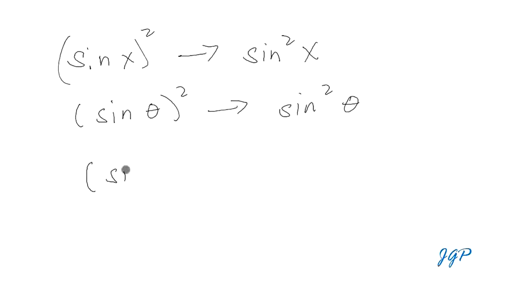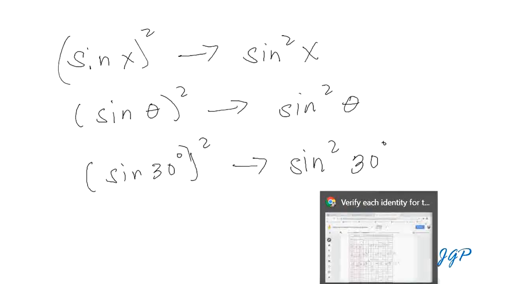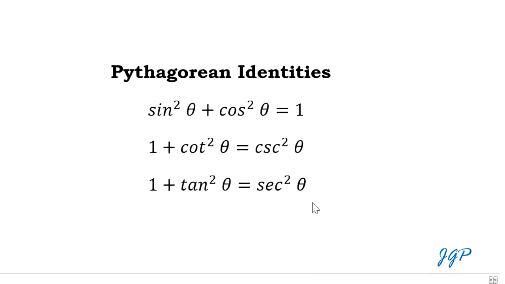The square root of sine 30 degrees, yan, pwede mo siyang isulat din ng ganito. Sine squared of 30 degrees. Ayan. So, pag ganito, pwede mo siyang isulat ng ganito. Or kapag ganito naman, pwede mo siyang isulat ng ganito. Vice versa. And if you will observe, these expressions can be found in our Pythagorean identities. Diyan mo siya makikita.